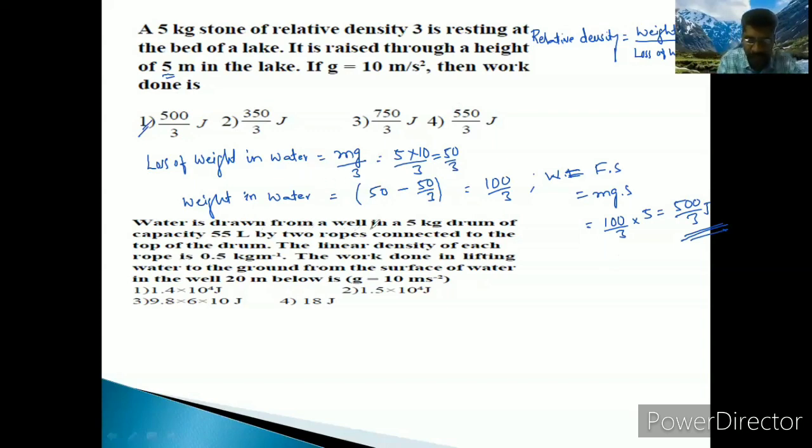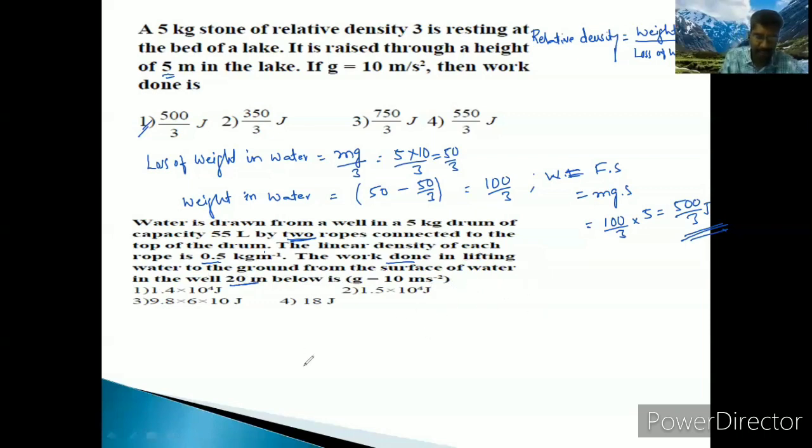Water is drawn from a well in a 5 kg drum of capacity 55 liters. Total kg means 5 plus 55, 60 kg we can consider. By 2 ropes. Here how many? 2 ropes are there. This is important. Connected to the top of the drum. The linear density of each rope is 0.5 kg per meter. The work done in lifting water to the ground from the surface of water in the well. Height they give is 20 meters. The g value they give below.